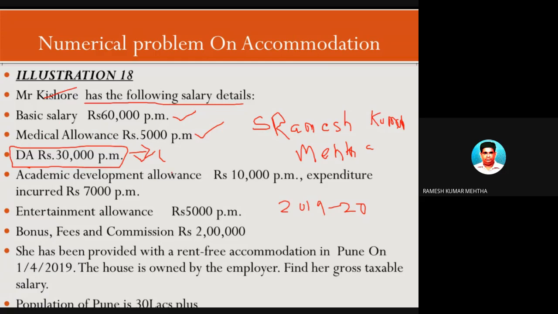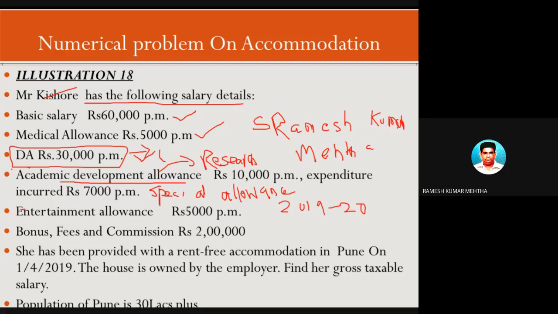Next, fourth point is academic development allowance. This is nothing but a special allowance which I have discussed in the earlier classes, where the rule is for special allowances. I told you some special allowances like helper allowance, transfer allowance, so on and so forth. This is also called a research allowance. Research allowance, I told you, the rule is whatever actual received and whatever actual spent, among them whichever is lowest, that is exempted from tax. Over and above, it is fully taxable.